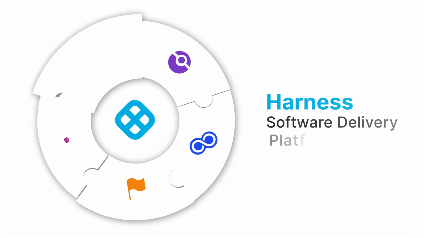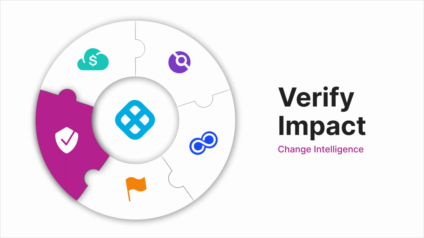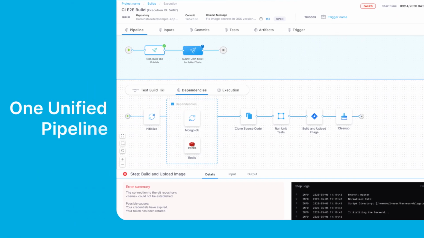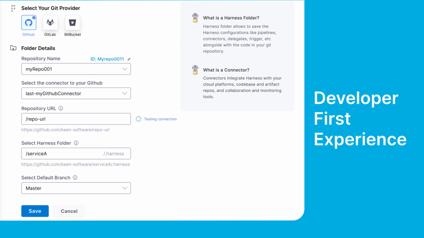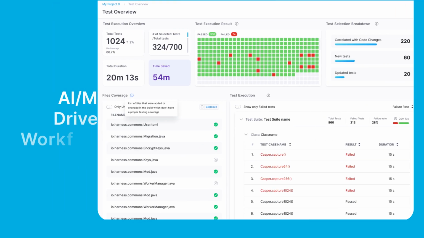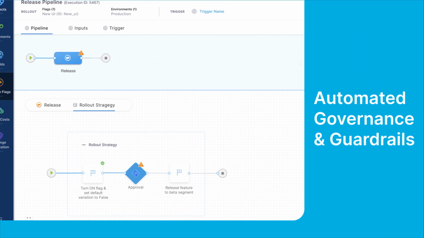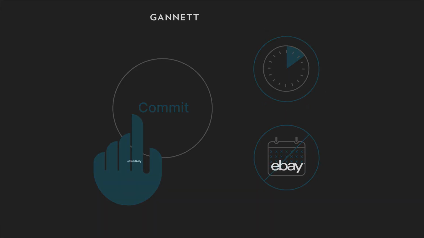Welcome to the Harness Software Delivery Platform. It's simple, smart, scalable, and the only pipeline you'll need. With a single unified pipeline, developer-first experience, AI/ML workflows, and automated governance, your teams will be delivering software in minutes, not hours, days, or weeks.